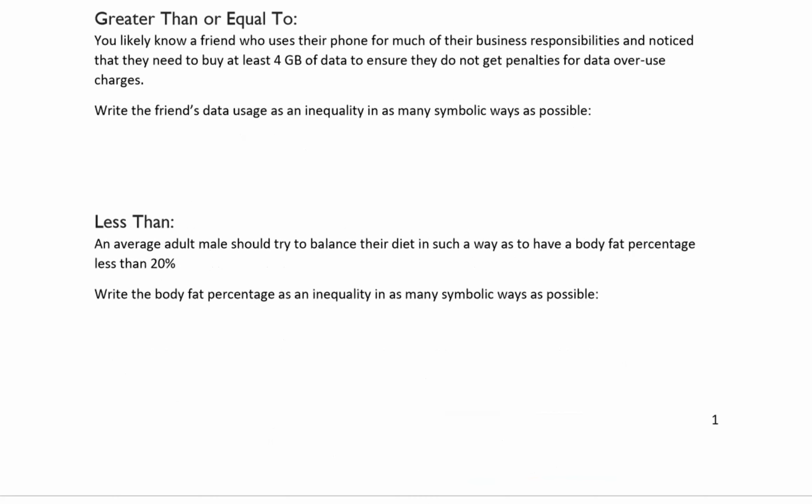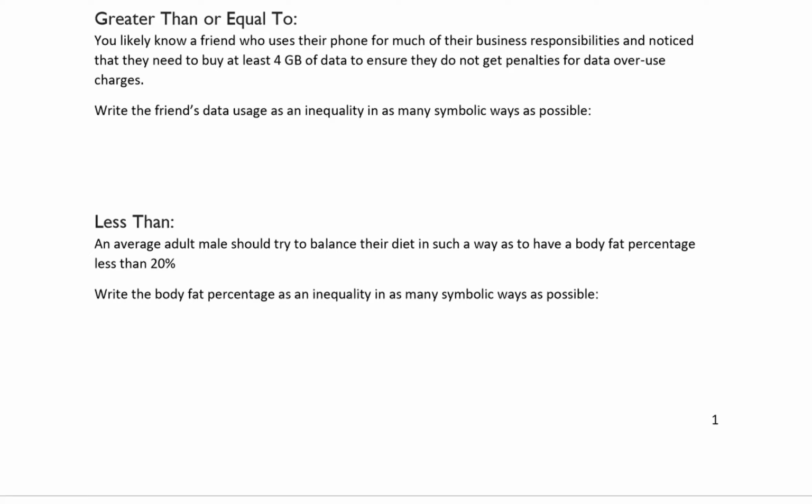So now let's talk about greater than or equal to. You likely know a friend who uses their phone for much of their business responsibilities and notice that they need to buy at least 4 gigabytes of data to ensure they do not get penalties for data overuse charges. Write the friend's data usage as an inequality in as many symbolic ways as possible.